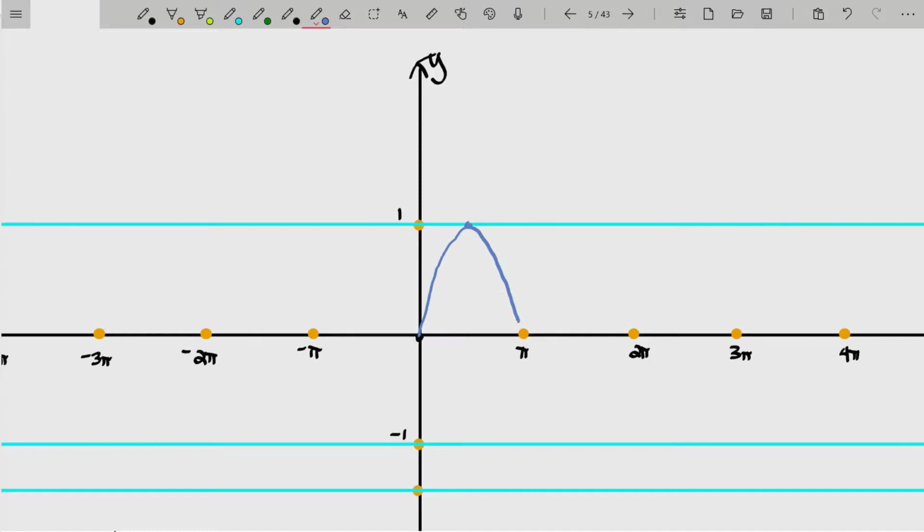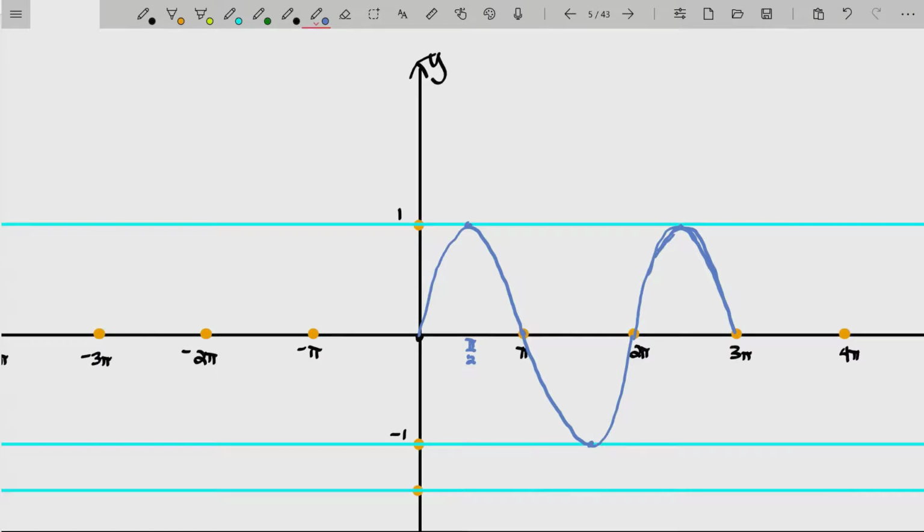Come back down. Halfway between pi and 2 pi, it'll reach its minimum. Halfway between 2 pi and 3 pi, it'll reach its maximum. If you're wondering how I get that halfway between idea, it's because we plotted these points earlier, so I'm using that information. We plotted that at pi over 2, the output for the sine was 1.